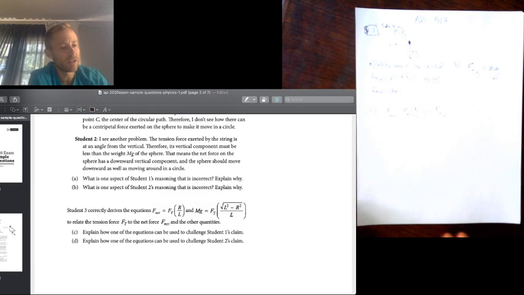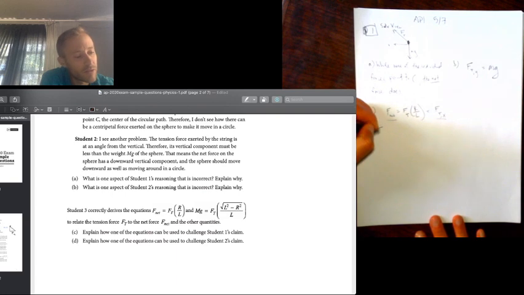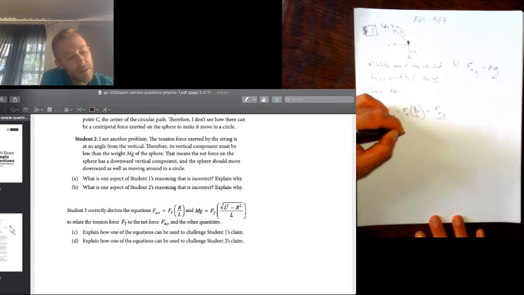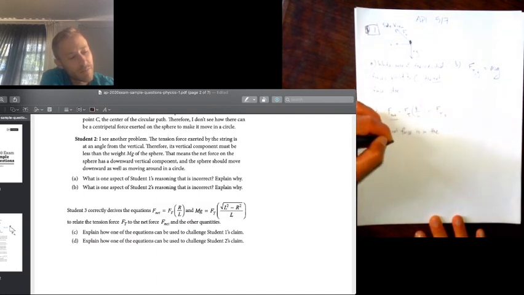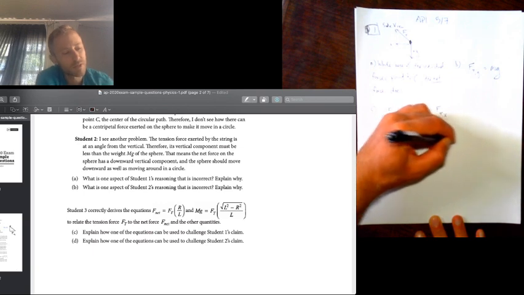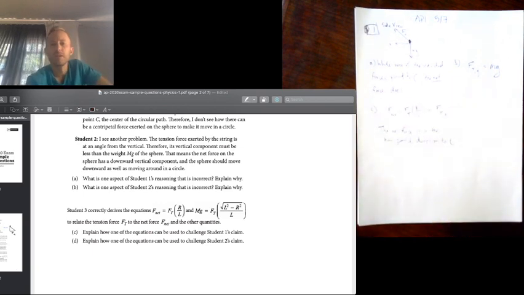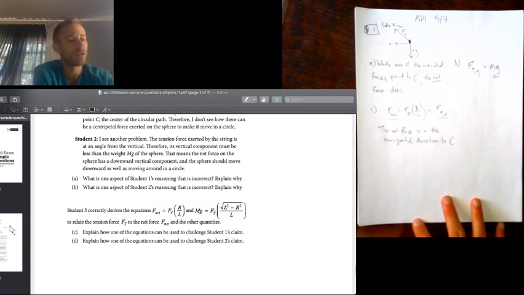So we can see that the net force is in the horizontal direction, towards the center of the circle. Okay? So that's how I would challenge it. Okay. Explain how one of the equations can be used to challenge student 2's claim.